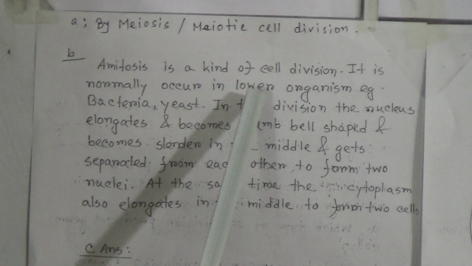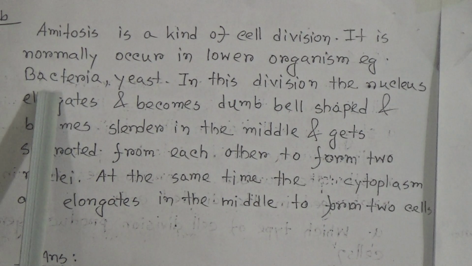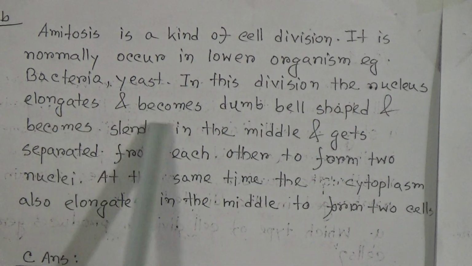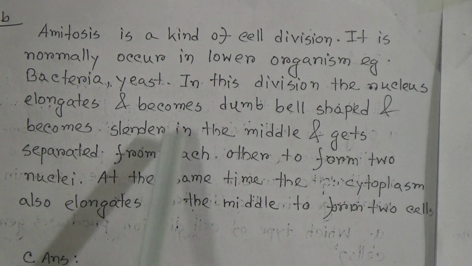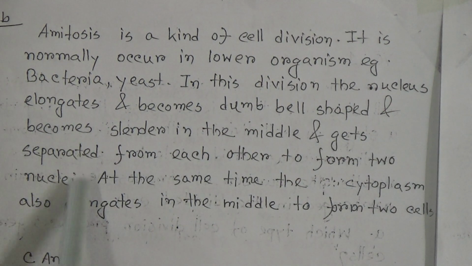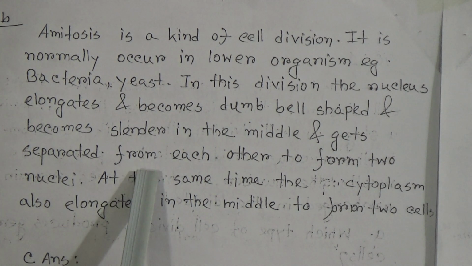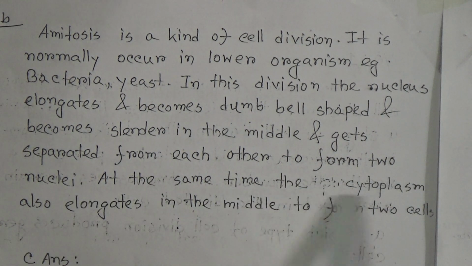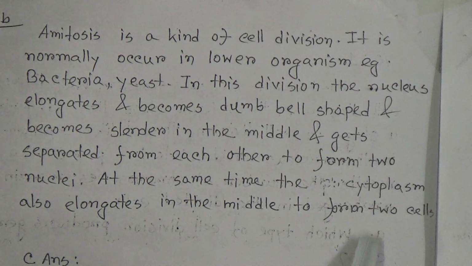Amitosis is a kind of cell division. It normally occurs in lower organisms, for example bacteria, yeast. In this division the nucleus elongates and becomes dumbbell shaped, becomes slender in the middle and gets separated to form two nuclei. At the same time the cytoplasm also elongates in the middle and divides.